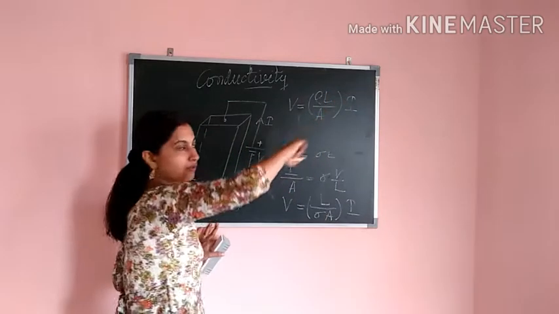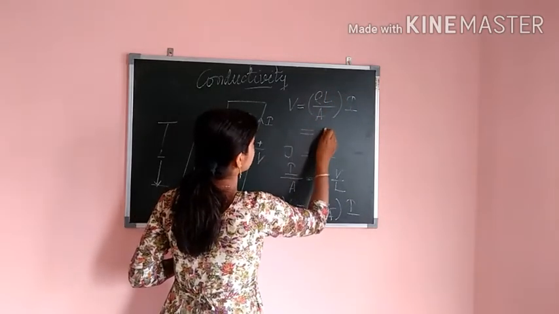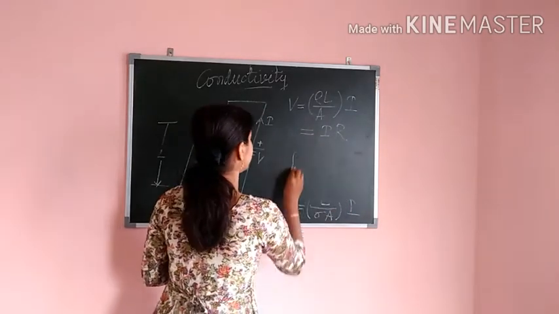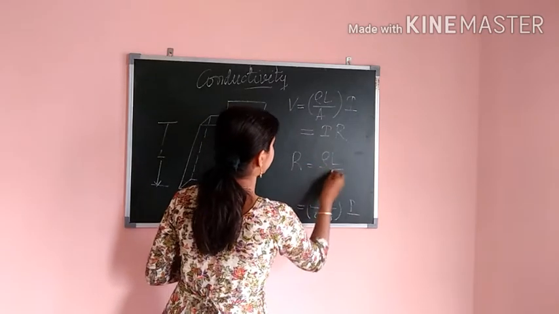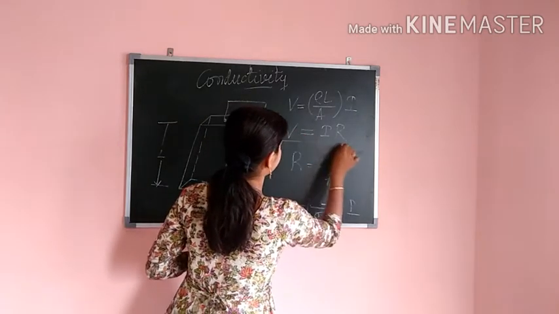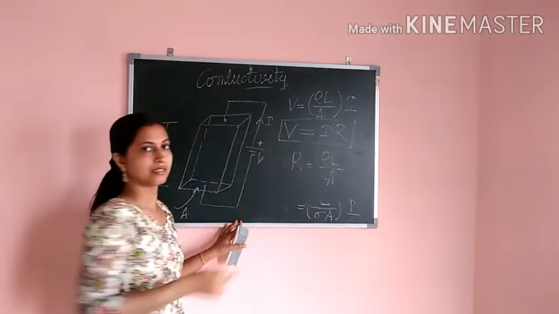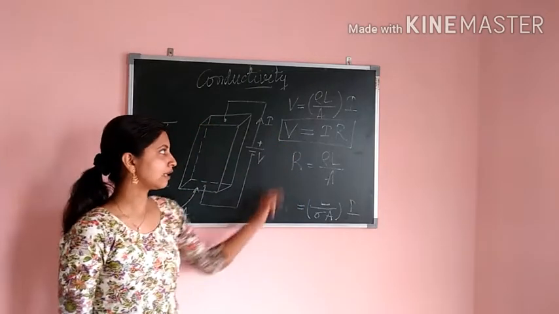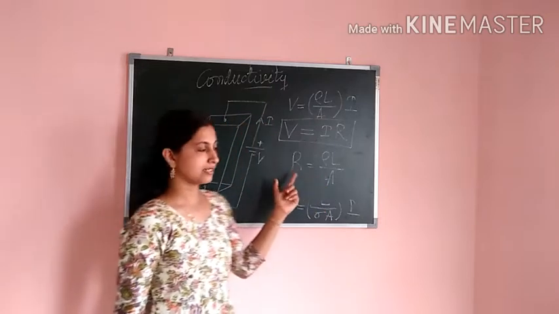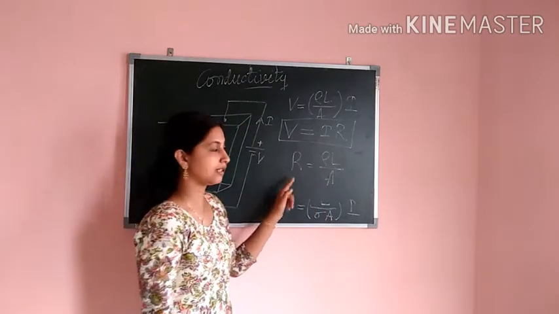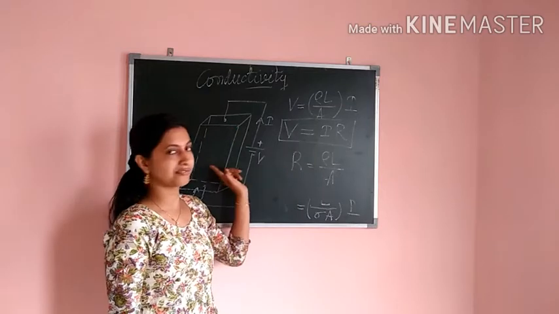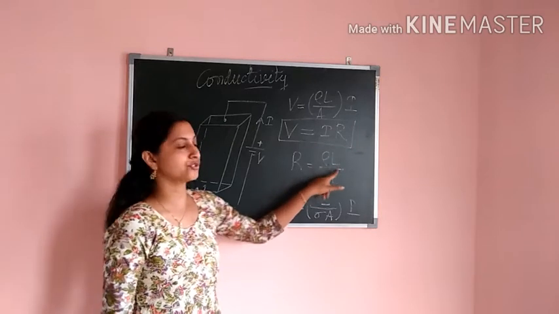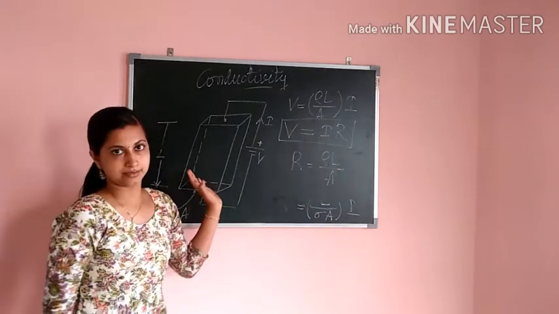If we put R = ρL/A, then the expression reduces to V = IR, where R = ρL/A. This equation is known as Ohm's law for the semiconductor material, where R = ρL/A is called the resistance of the semiconductor material. The resistance of the semiconductor material is a function of the resistivity of the material as well as the geometry of the material system.